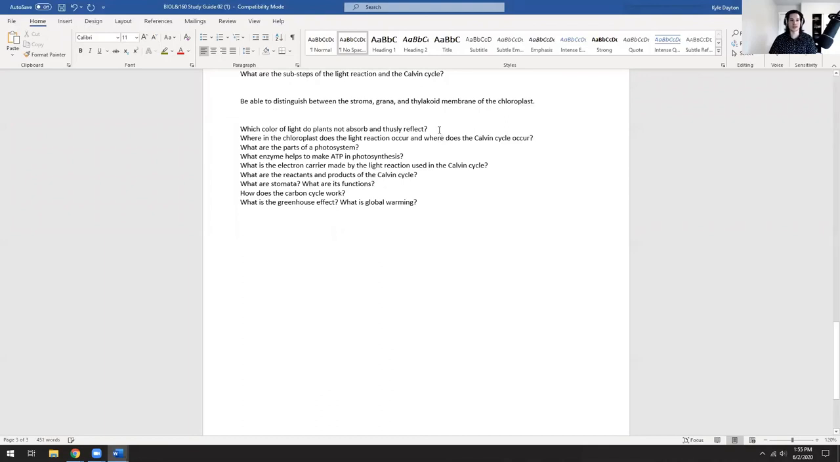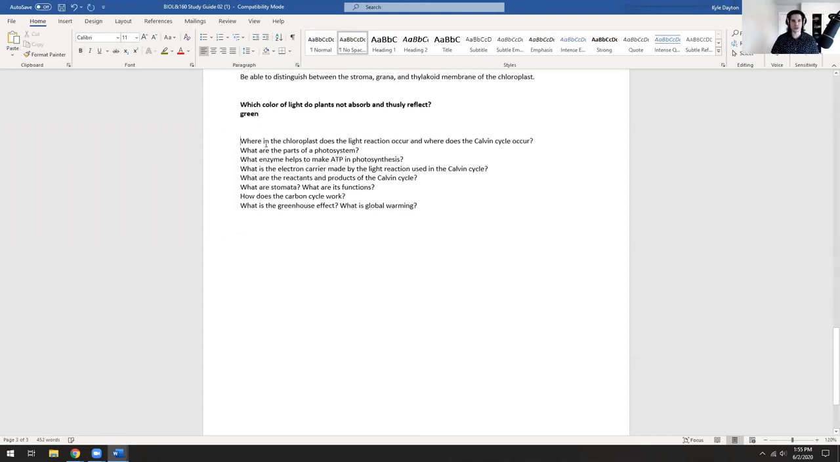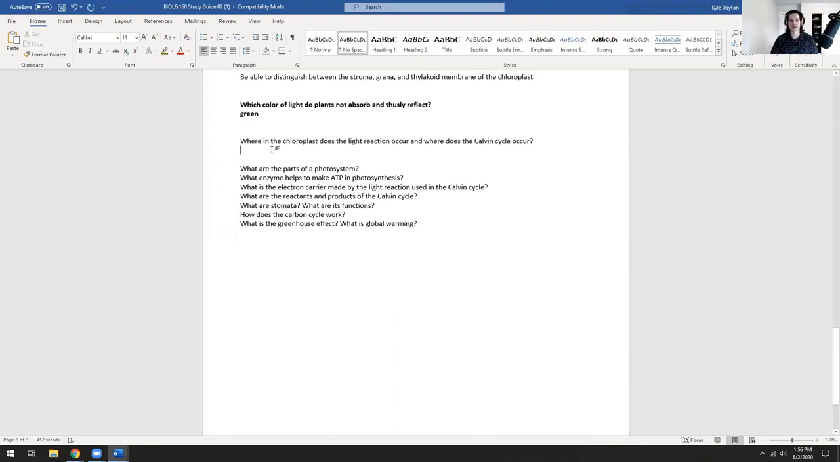Which color of light do plants not absorb? Oh, this is actually on the test right here. This is on the test. And we know that what do plants not absorb as much, therefore reflect? Green. So that's a freebie on the test. Where in the chloroplast does the light reaction occur? Where does the Calvin cycle occur? So the light reaction occurs in the thylakoid membrane. Calvin cycle occurs in the stroma.